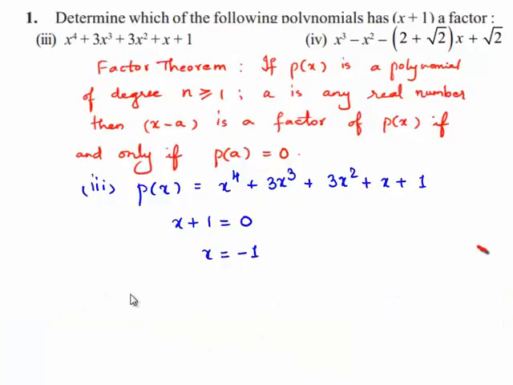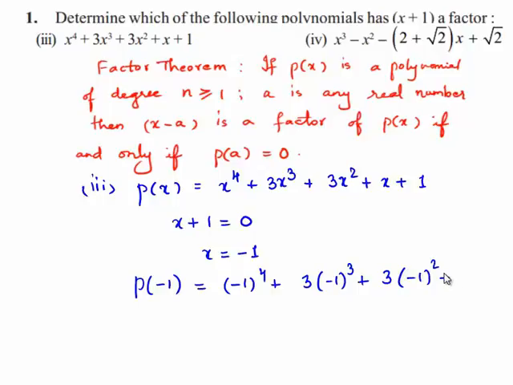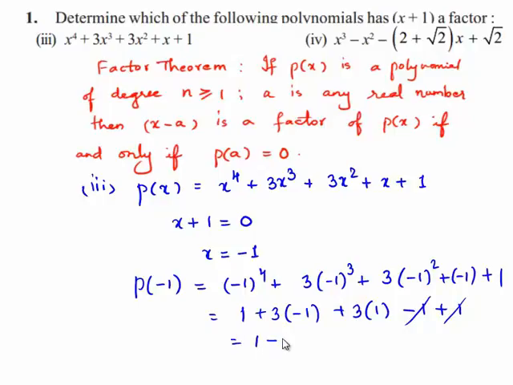the given polynomial. So we can substitute p of minus 1 is equal to minus 1 whole power 4 plus 3 times of minus 1 cube plus 3 times of minus 1 square plus of minus 1 plus 1. This gives 1 plus 3 times of minus 1 plus 3 times of plus 1 minus 1 plus 1. Minus 1 and plus 1 get cancelled. This gives 1 minus 3 plus 3.